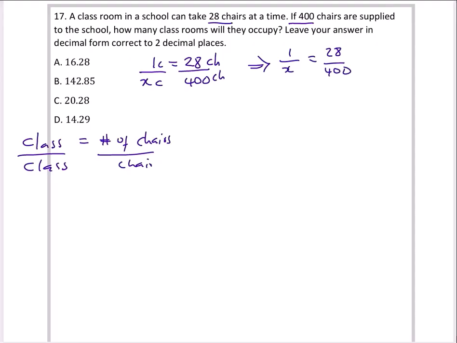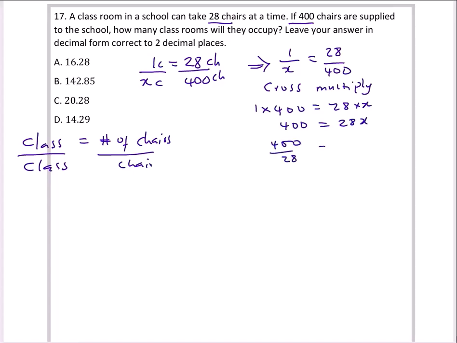What we are simply doing is that if one class can contain 28 seats, then how many classes can 400 seats contain? So let's cross multiply here, solving using algebra. We'll have 1 times 400 is equal to 28 times x, so 400 is equal to 28x. Divide both sides by 28. So 400 over 28 is equal to 28x over 28. The 28's cancel themselves, and we are left with x is equal to 400 over 28.